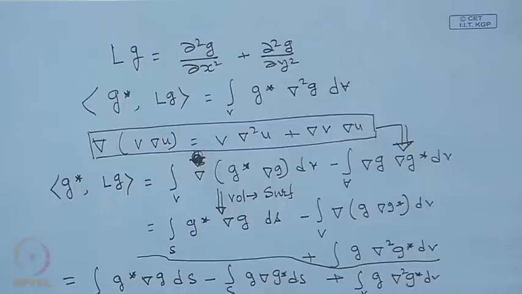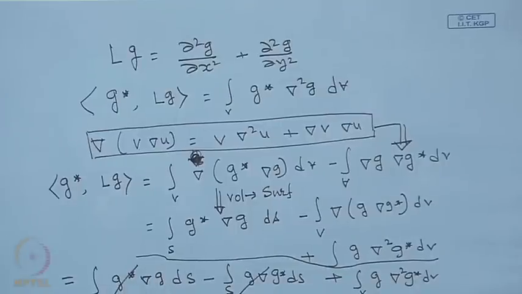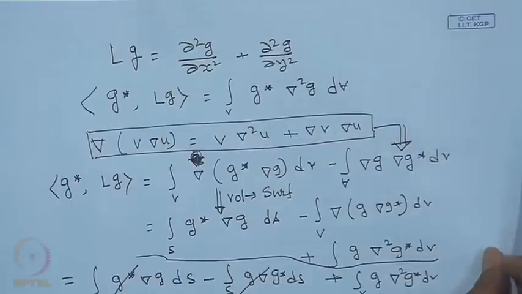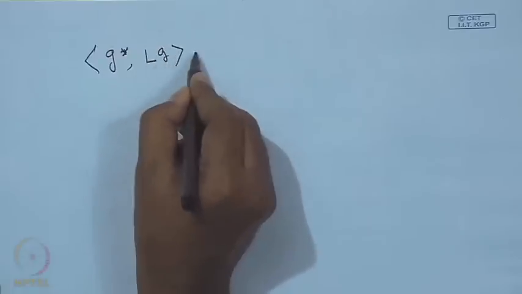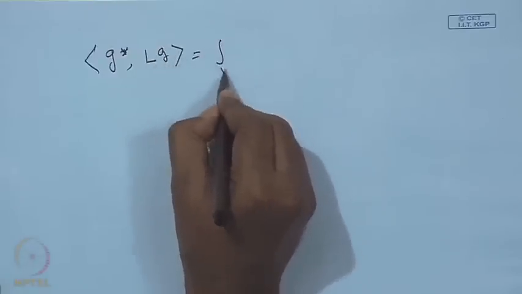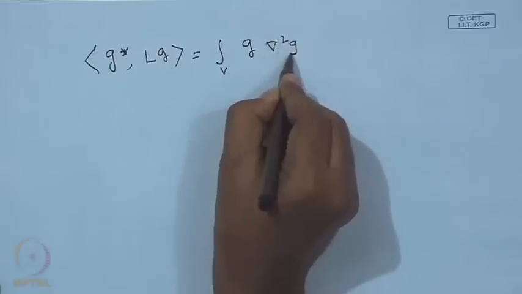Now, since g is having homogeneous boundary conditions on all the boundaries, this term will vanish. We assume the boundary conditions on g star to be homogeneous on all the four boundaries, therefore this term will also vanish. So, the bilinear concomitant term is gone. What we will be getting out of this is that the inner product of g star, L g is nothing but the volume integral g grad square g star.